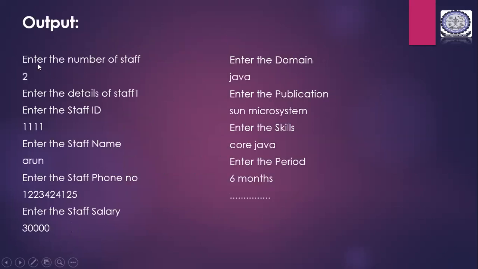So the output here is you will ask the user to put in the number of staff, to enter the details of staff 1, and the staff ID will be given here. Enter the staff name, you're entering the staff name. Since phone number is of 10 digits, you're entering the 10 digits. The staff name is of string type. The staff ID is of int, you have entered. Staff salary is a float.